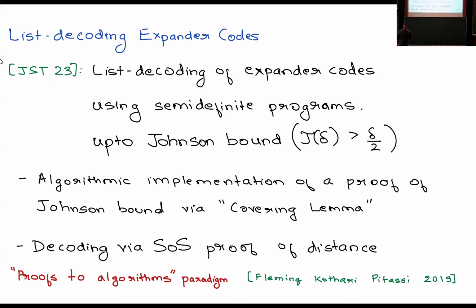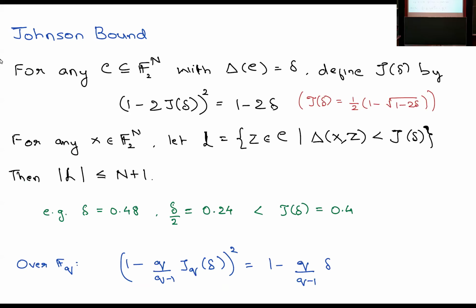Right. So is the result okay? All right. All I want you to take away from this is some proof of the Johnson bound. We'll do a slightly different proof from the usual one, and it's not too difficult to convert it into an algorithm. So let me tell you what the Johnson bound is and give you a short proof. Then I'll say how to convert that into an algorithm.